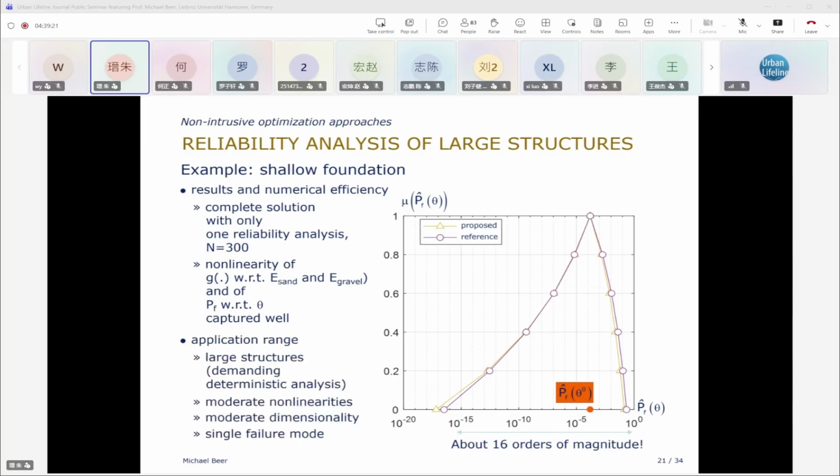So we can use it for large structures with a demanding deterministic analysis because we need only a very, very small sample size, moderate nonlinearities, moderate dimensions, and a single failure mode. So it has some limitations, but it's very powerful if we have very large imprecision.